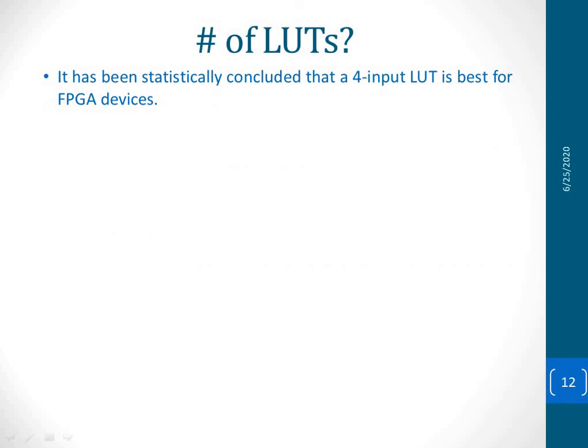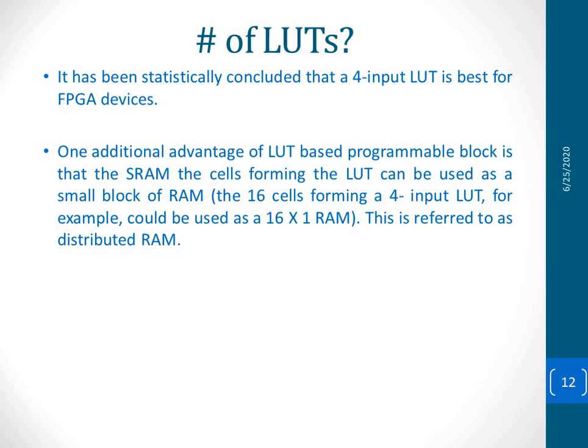Now coming to the number of LUTs, how many inputs a lookup table needs. It has been statistically concluded that a 4 input lookup table is best for FPGA devices. You can have a 2 input lookup table, you can have a 6 input lookup table, but generally a 4 input lookup table is best for FPGA devices. One additional advantage of a lookup table based programmable block is that the SRAM cells forming the LUT can be used as a small block of RAM.